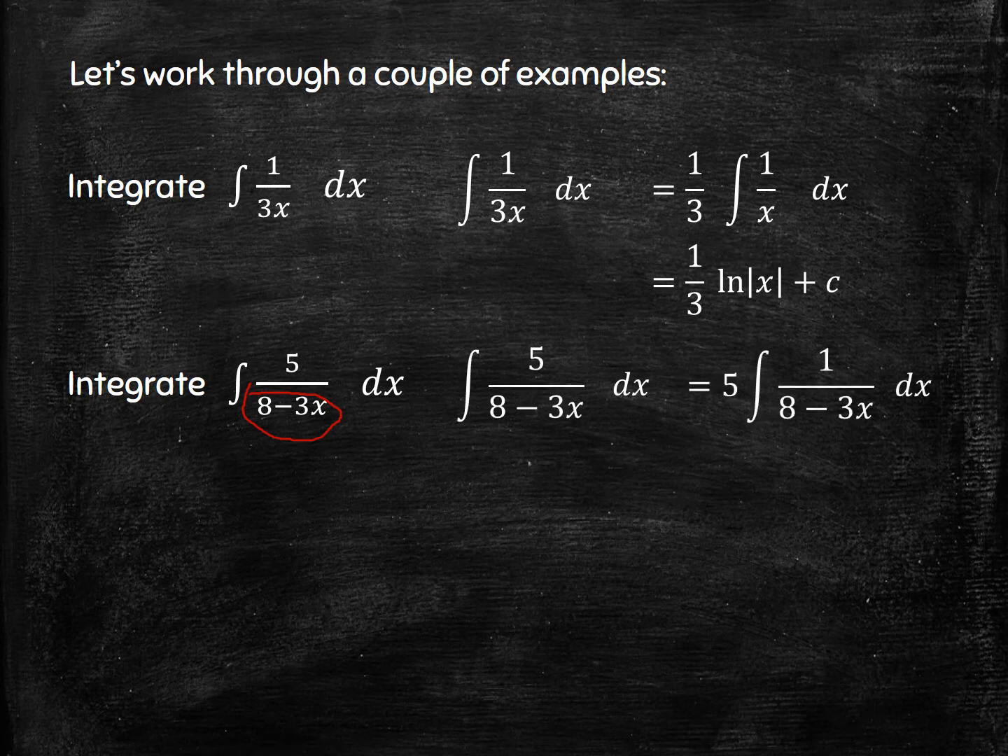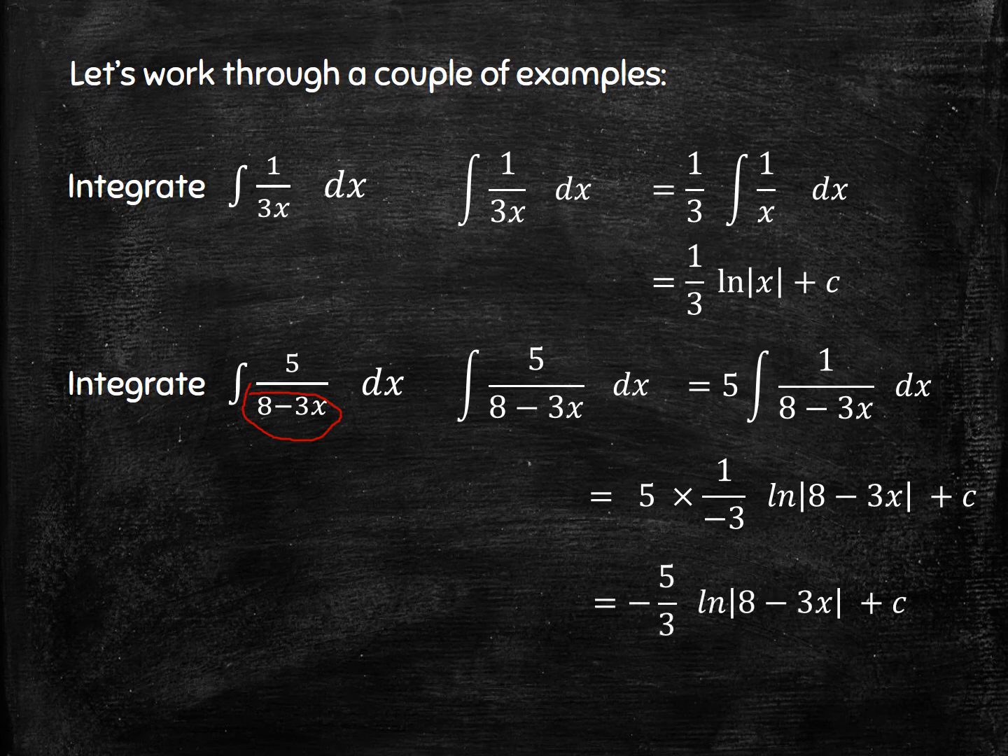So first of all, we pull the 5 out the front and we end up with 1 over 8 minus 3x. And this is where the divide by negative 3 comes from. So now we go 1 over negative 3 times the 5 from before, and it becomes ln of 8 minus 3x plus c. And all of the ln ones or over x ones will follow this pattern. So if we simplify that, that becomes negative 5 thirds ln of 8 minus 3x plus c.